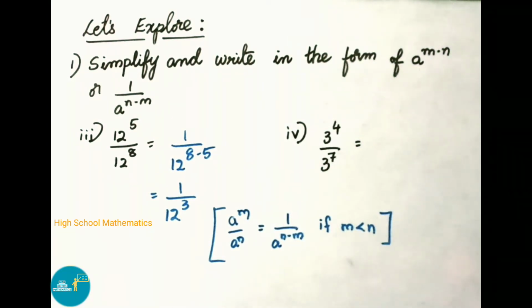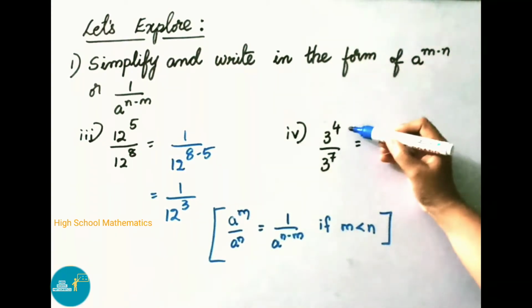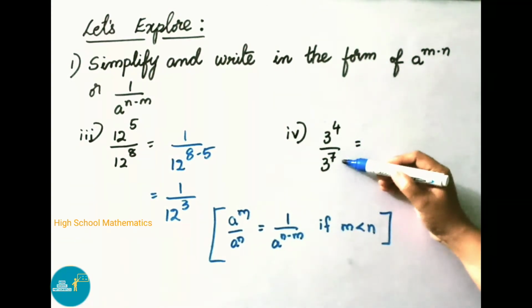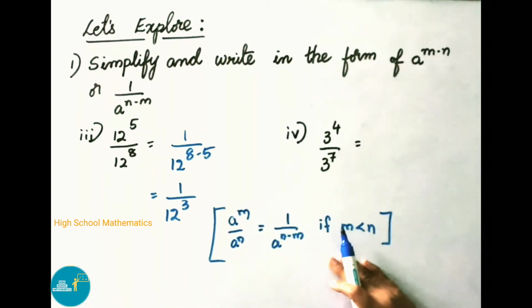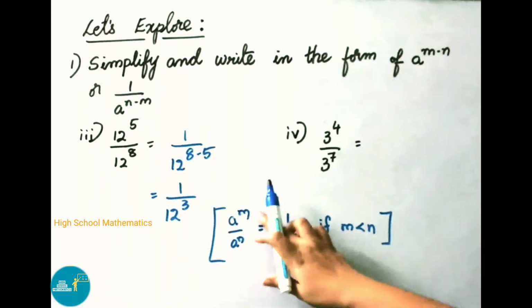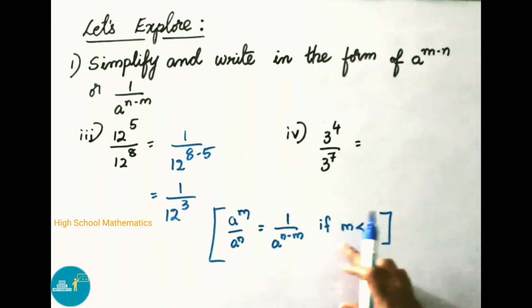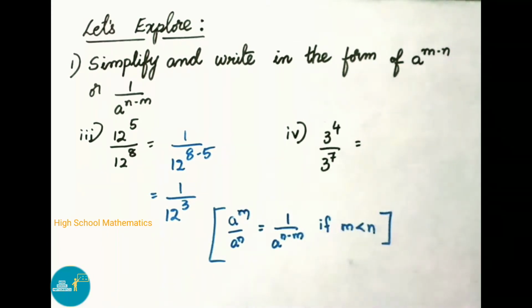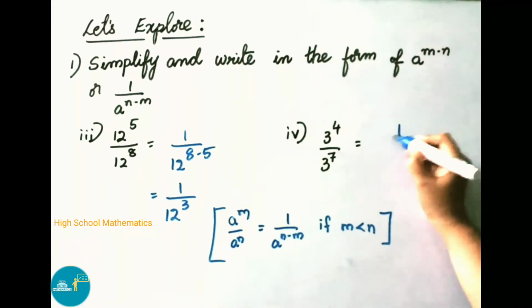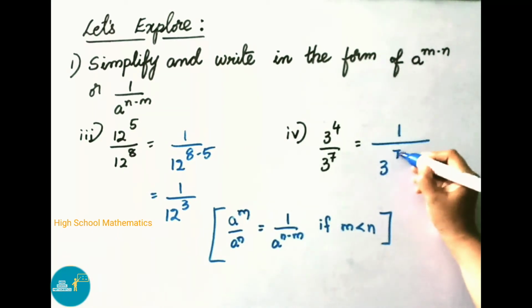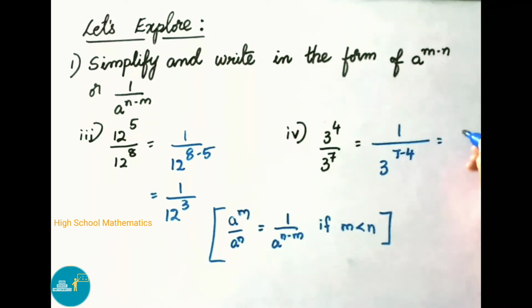Now the fourth sum, 3 power 4 by 3 power 7. Here the m value is 4, which is less than the n value 7. Now we apply this formula, a power m by a power n is equal to 1 by a power n minus m, that is 1 by 3 power 7 minus 4, and 7 minus 4 is 3. So the answer is 1 by 3 power 3.